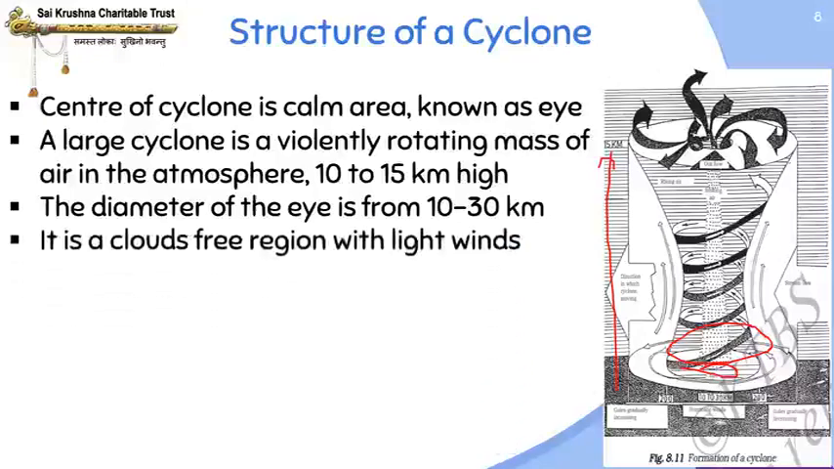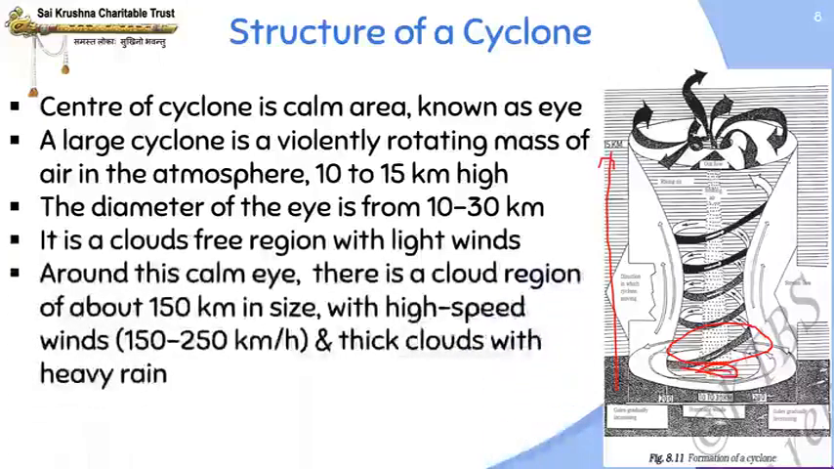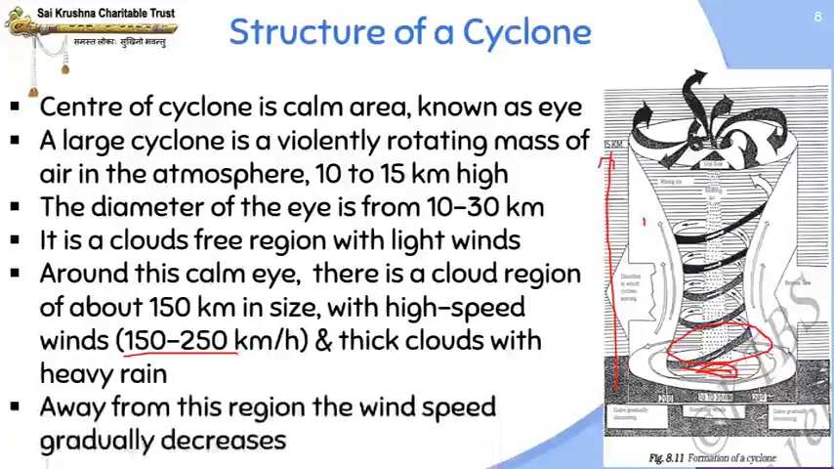Now this region doesn't have any clouds. It's a cloud-free region with very light winds. But around this calm eye, there is a cloud region of about 150 kilometers in size, and it has very high winds, 150 to 250 kilometers per hour, and it has thick clouds and heavy rains. So with wind speeds this high, we can imagine how much destruction a cyclone can cause. Now away from this region, the wind speed gradually decreases. So the formation of a cyclone is a very complex process.